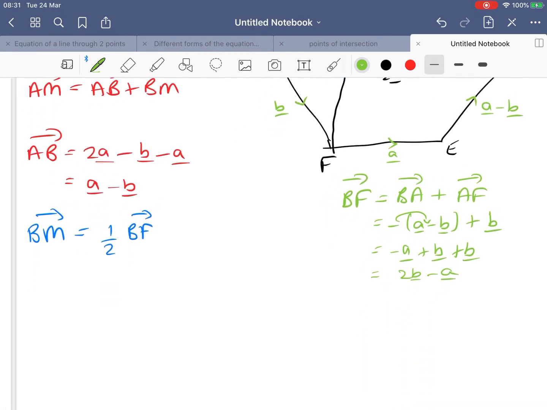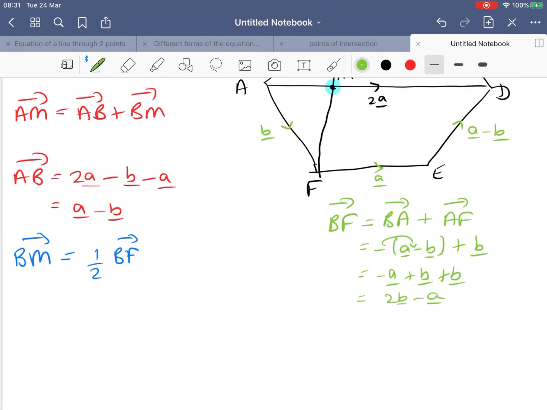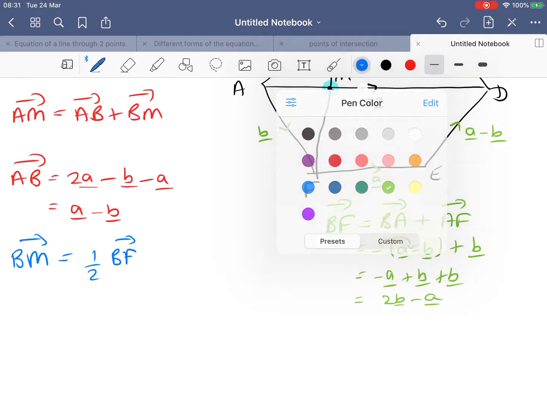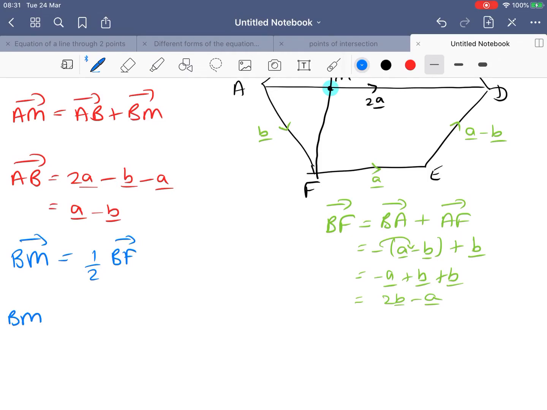Right, I'm going to scroll up a little bit now, back to the original problem. So we want to do what BM is. And we've said BM is a half of BF. So that's going to be a half of 2B minus A. So going from B to M is going to be B minus a half of A.